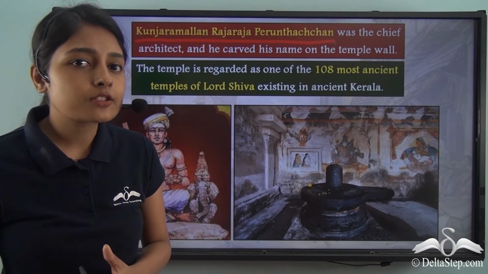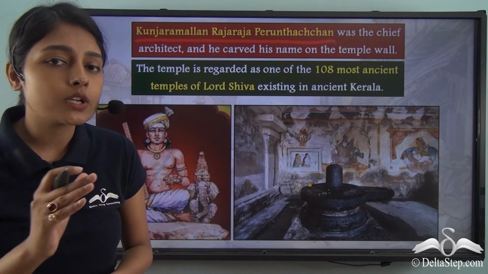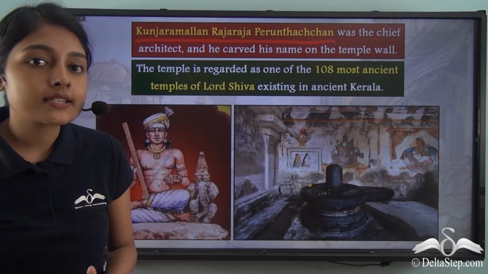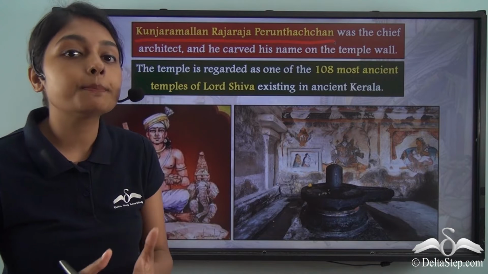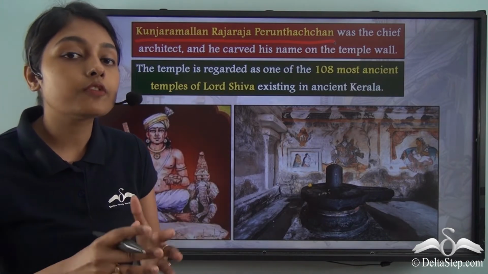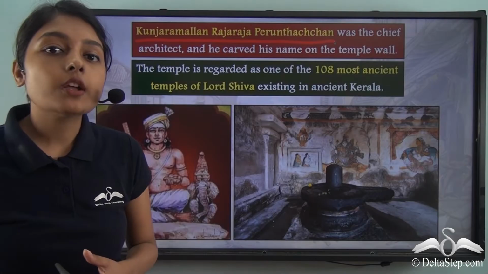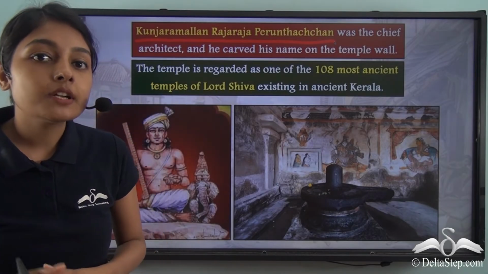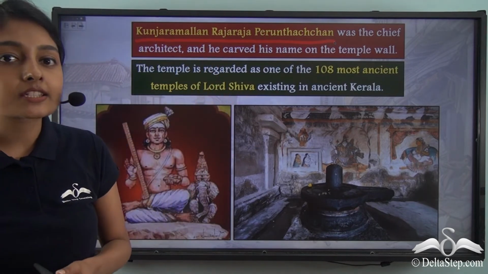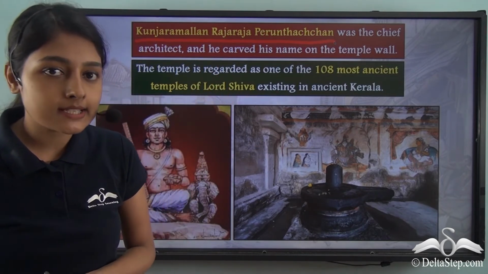Now, will you be able to tell me why the architects inscribed their names on the walls of the temples or the architectures they made? This is because they wanted to ensure that people knew who was the architect of that construction or that one piece of architecture. So, in order to keep his name preserved in the pages of history, this chief architect of the Raja Rajeshwara temple carved his name on the walls of the temple.